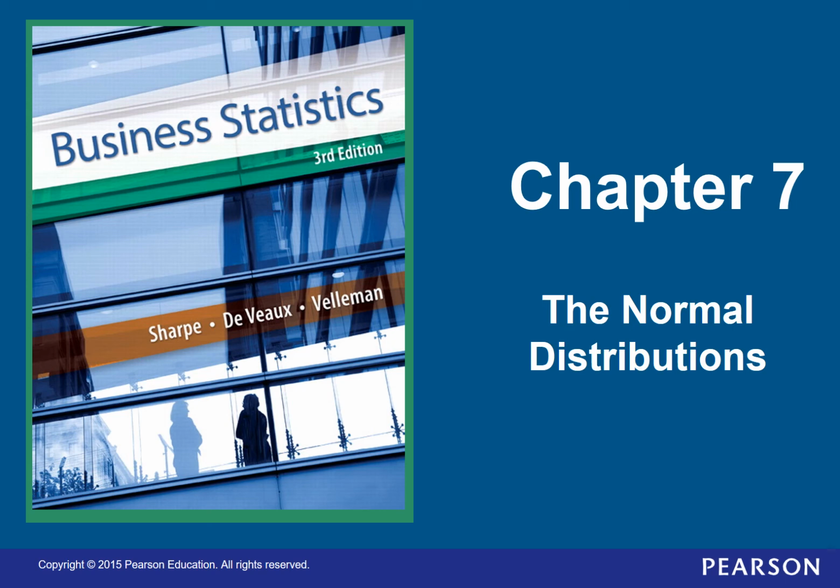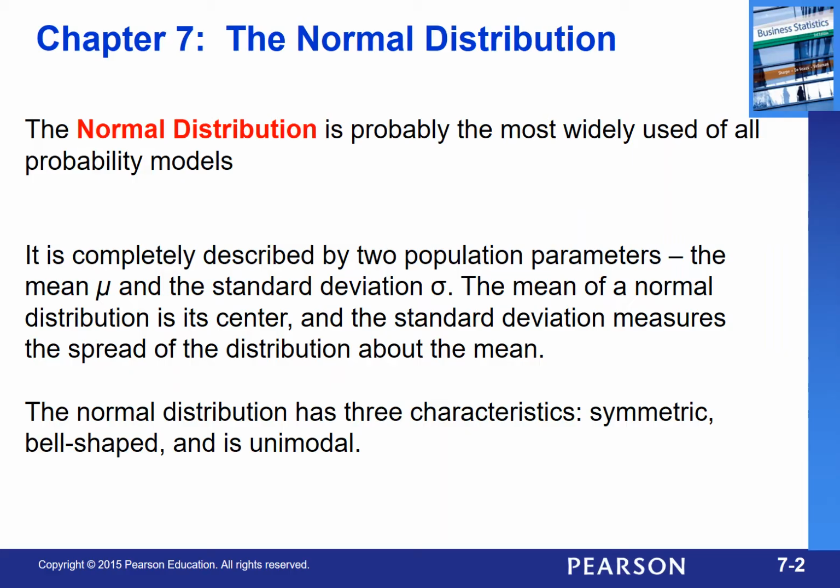Hello and welcome to Chapter 7 on normal distributions. Today we will be talking about continuous distributions as well. So normal is going to be our first example of a continuous distribution. The normal distribution is probably the most widely used distribution of all of statistics.